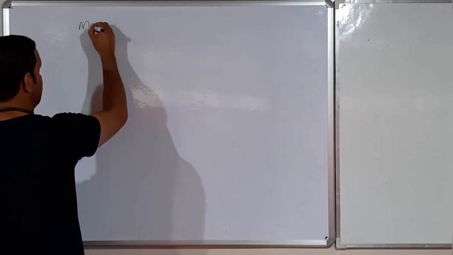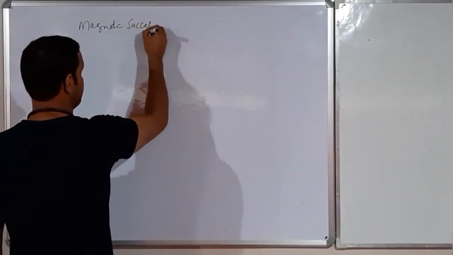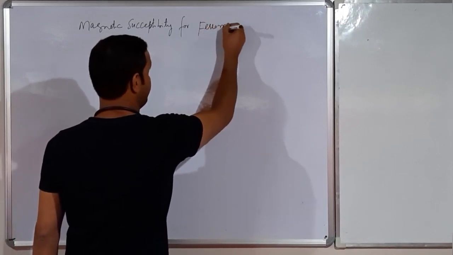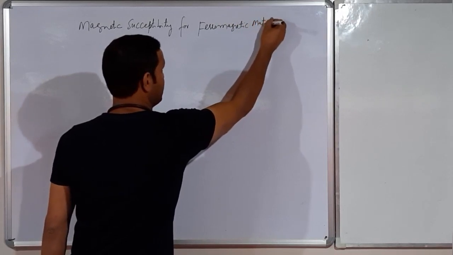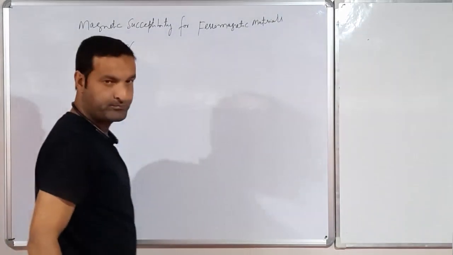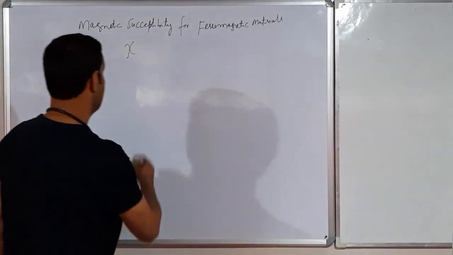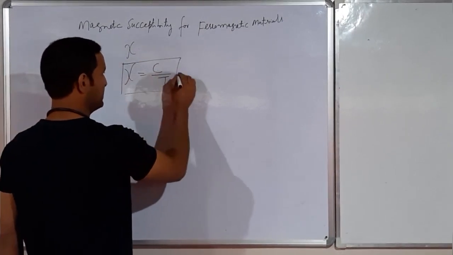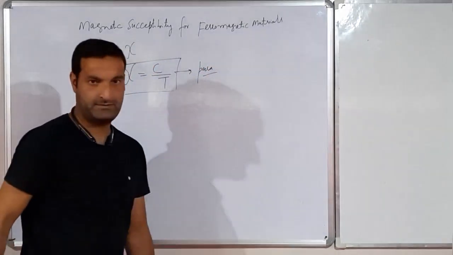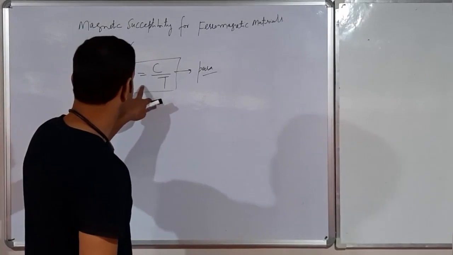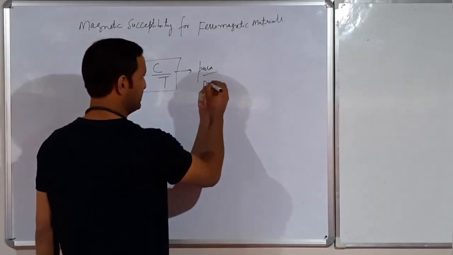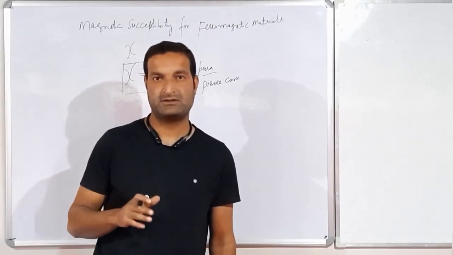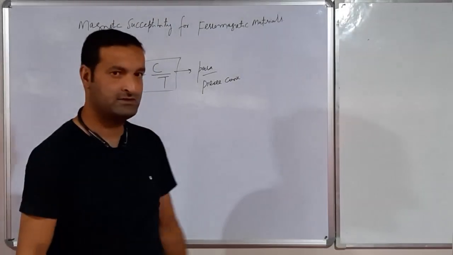That is, magnetic susceptibility for ferromagnetic material, that is chi. So here I can repeat, chi is equal to C upon T for paramagnetic materials. This law is called the Curie law because this concept was first given by Pierre Curie. This concept of temperature dependence of magnetic susceptibility was first given by Pierre Curie and is called the Curie law.